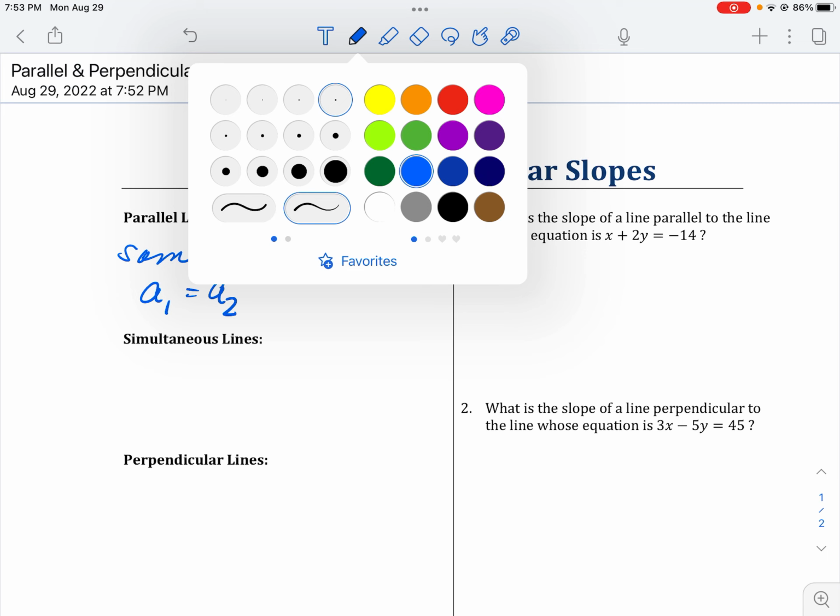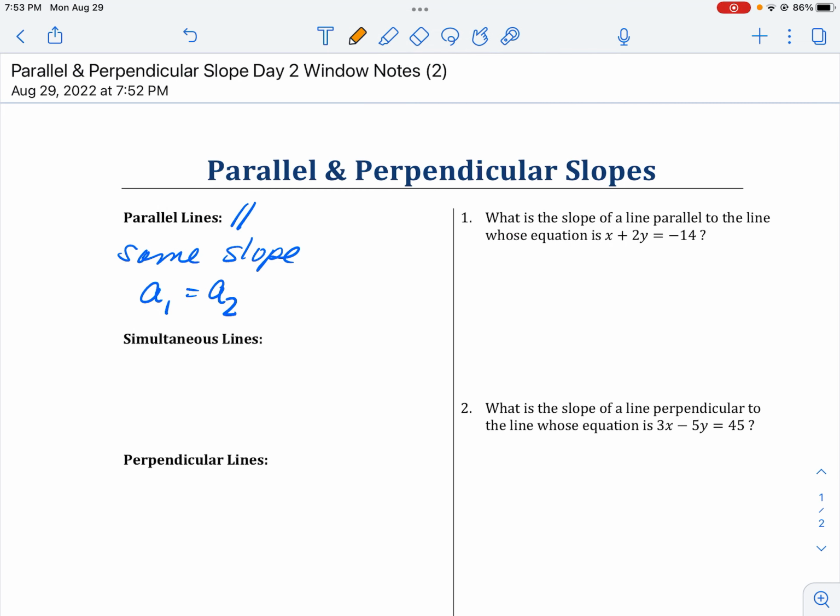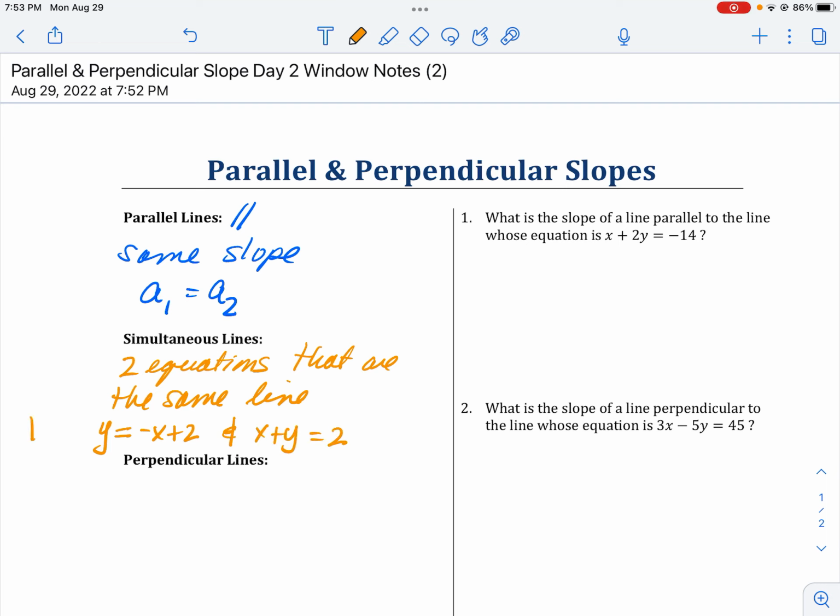Simultaneous lines, those are two equations that are the same line. Y equals negative x plus 2 and x plus y equals 2. That's an example. Those are the same line when you solve for y.